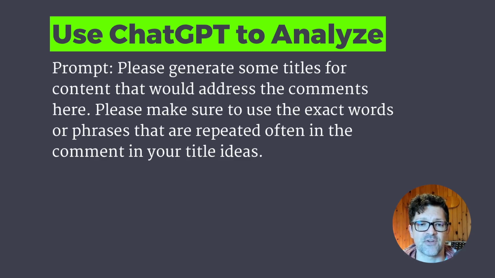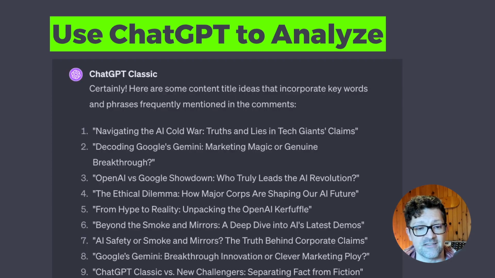Another prompt I've found very helpful. Please generate some titles for content that would address the comments here. Please make sure to use the exact words or phrases that are repeated often in the comments in your title ideas. Generated a bunch of great ideas that would resonate directly with the words that these folks are using in the comments. There's another follow-up prompt I did here. I've grabbed 3 of these. I said, numbers 3, 6, 9 look great. Can you please pull in the comments that are related to those? And it pulled in a handful of comments for each topic idea that was very helpful to then begin using ChatGPT to outline specific content in that area.